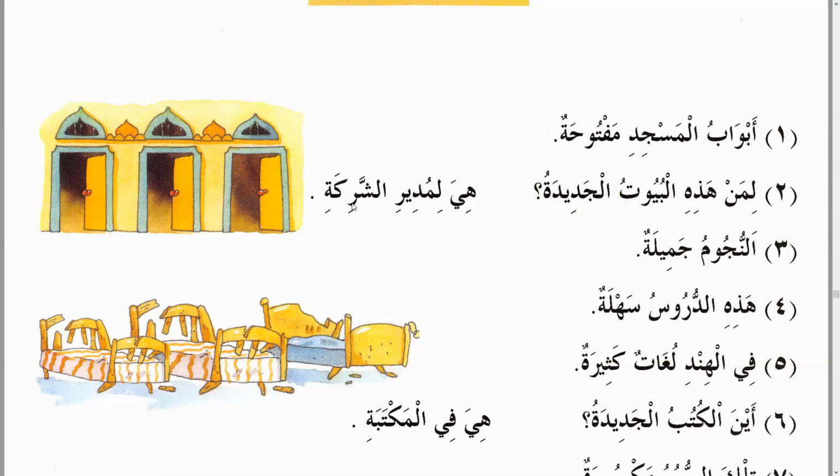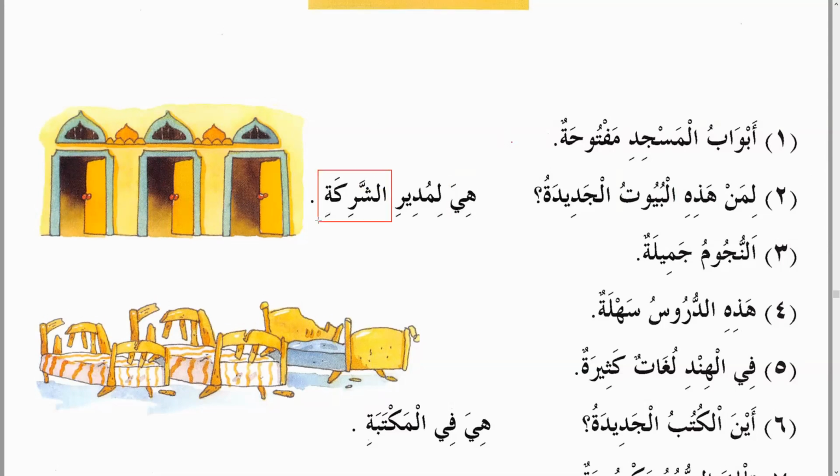Hiya li mudiri sharikati. So here it is hiya, these. Why? Because we know al-buyut is plural, right? But in Arabic we have to say hiya. We cannot say hunna or hum, because they are used only for the aqil plurals, right? Hiya li mudiri sharikati. It belongs to the principal of the company. Right? Sharika is company. Here li mudiri sharikati, and li means belongs to, right?